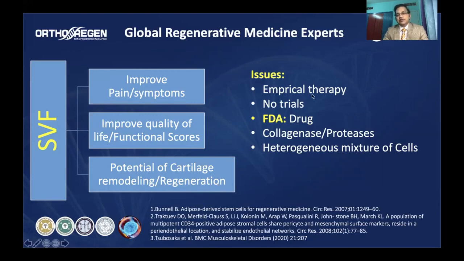There are some issues. They say it's empirical therapy, there are no proper trials, but now some trials are going on. The FDA considers it a drug, more than minimal manipulation. Another issue is the enzymes. Although they say that with the proper technique there may not be residual enzyme, those who oppose SVF say there may be some residual collagenase, which may go into the systemic circulation and may have harmful effects on cartilaginous structures, which may be vital structures in our body.